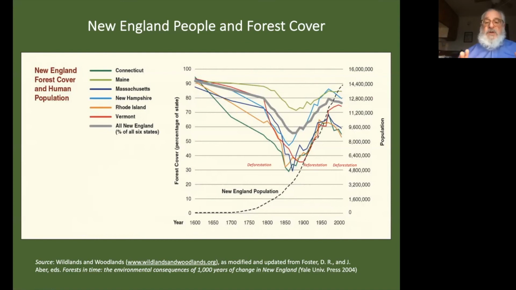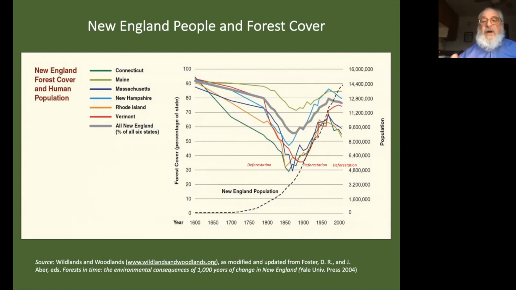But these data certainly match the pictures and the ideas that the Harvard Forest dioramas, those four pictures that I showed you before, suggest. And it's very interesting because you can compare states, and this large gray line is the average, all the states averaged together. And you can see that Maine, this light green, had less deforestation than, for example, the red line, which is Vermont, or the dark green line, which is Connecticut.